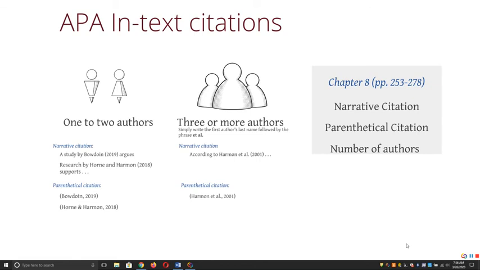So APA in-text citations are a name-date citation style, and so every time we have a name, we need to have a date. And the first thing we need to pay attention to is whether our article has 1 to 2 authors or 3 or more authors, because this is going to change how we articulate the in-text citation.